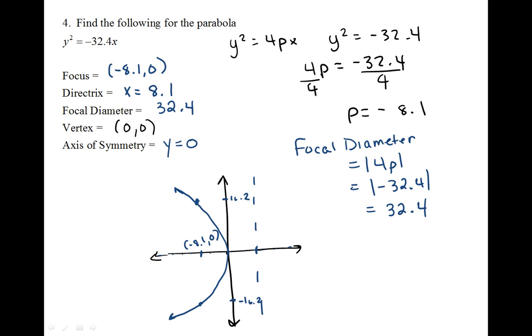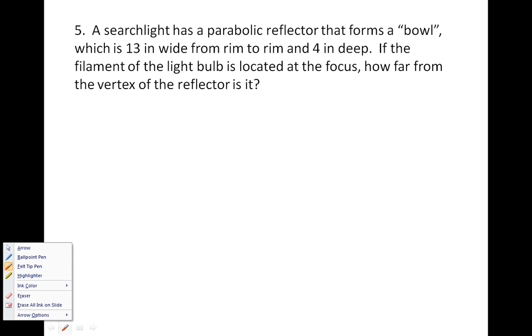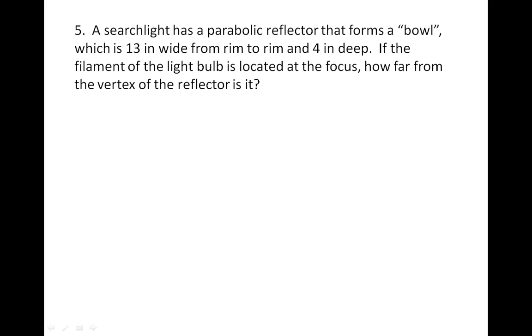All right, so I've given you an example of each of those, opening up, down, and then opening right and left. And then I just have one application problem here. So I hope you're finding this helpful. All right, so a searchlight has a parabolic reflector that forms a bowl, which is 13 inches wide from rim to rim and 4 inches deep. If the filament of the light bulb is located at the focus, how far from the vertex of the reflector is it?